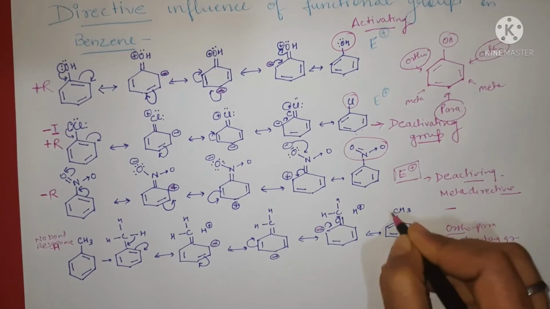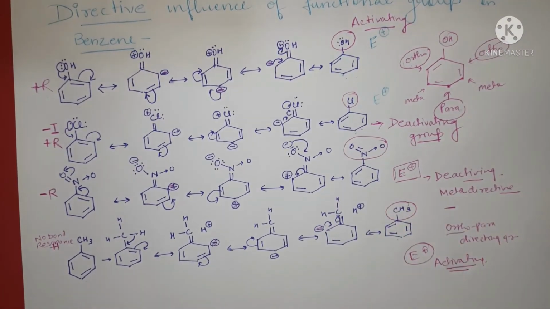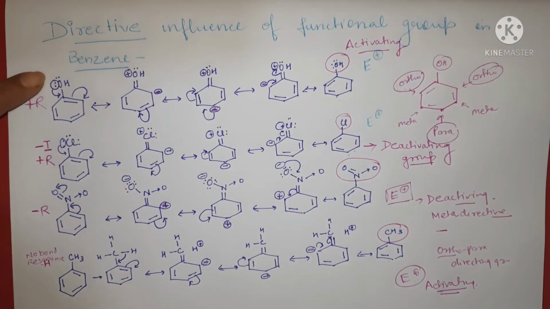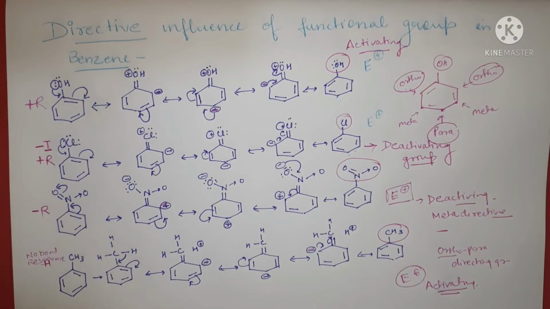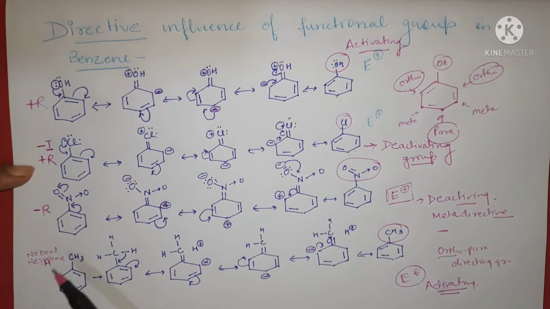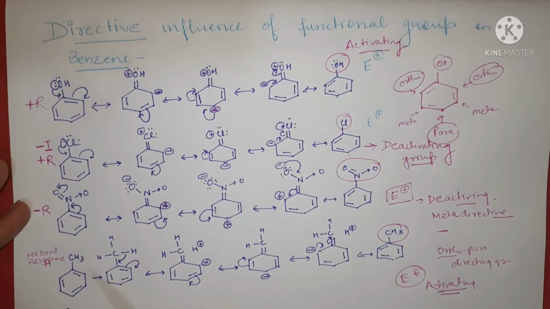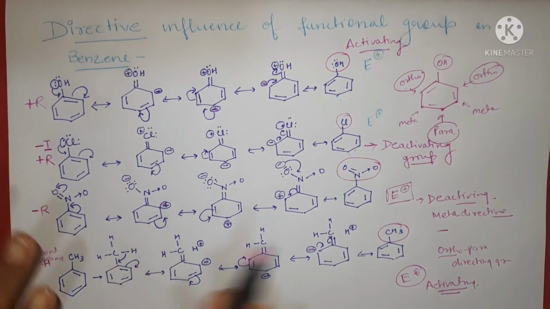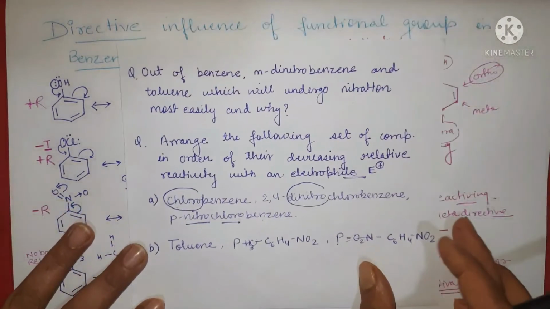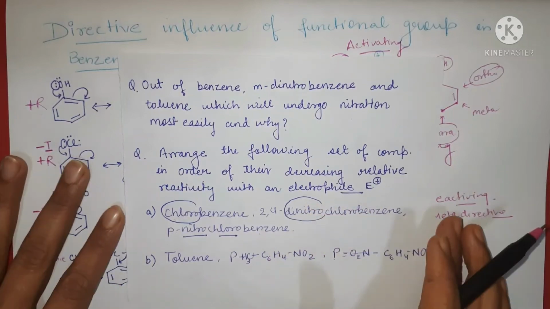This methyl group is also an activating group. So know one thing about the group, what type of effect it is creating: plus R effect, minus R effect, minus I effect, plus I effect. You need to know about these things so you can easily answer the questions. Now here I have written 2 questions, and these 2 questions are from your NCERT.